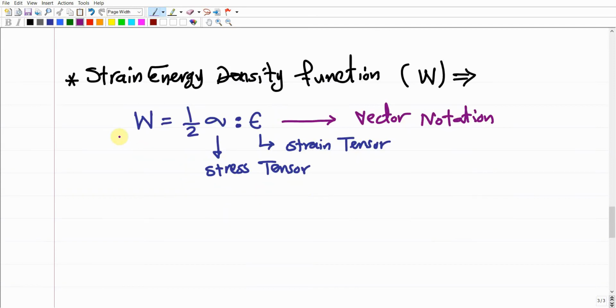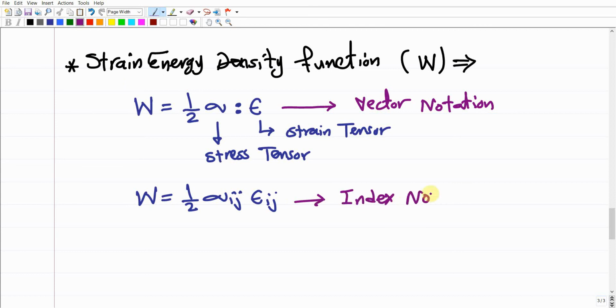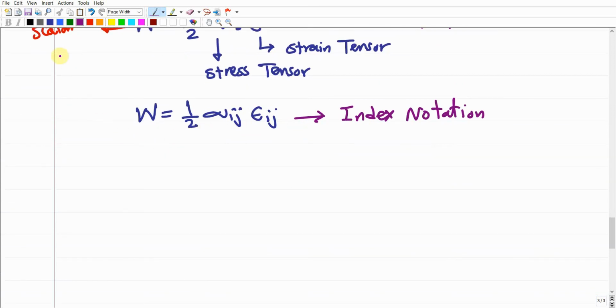If we decided to write this W in the index notation, we're going to say that W equals 1/2 sigma ij times epsilon ij, right? So this is in the index notation, which is the same function. And something that you should understand about this strain energy density function is that it is a scalar quantity. It is not a vector, it is not a tensor, it is a scalar quantity. So it is fine if we work with the vector notation, because the dot product of two tensors gives a scalar quantity. Also, this is in the index notation.